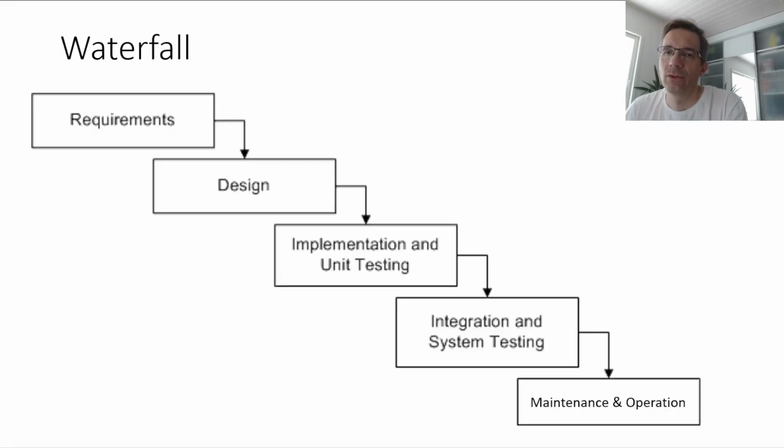Traditionally, maintenance and operations is a phase in the Waterfall development model. In a Waterfall development model, the system is first defined in the requirements phase. Then we do the system design. Then we do implementation and unit testing. And after the system is integrated and system tested, the system can be deployed. And after that, the maintenance and operation phase begins.